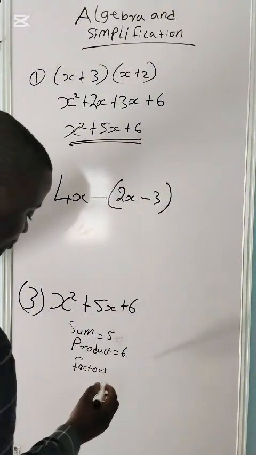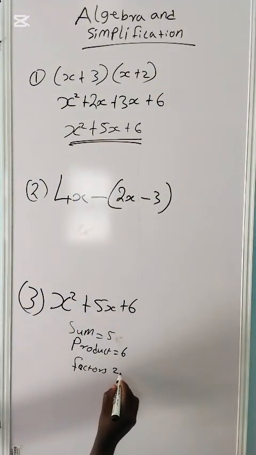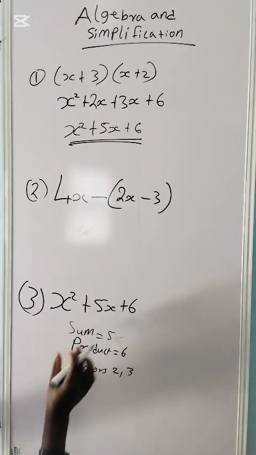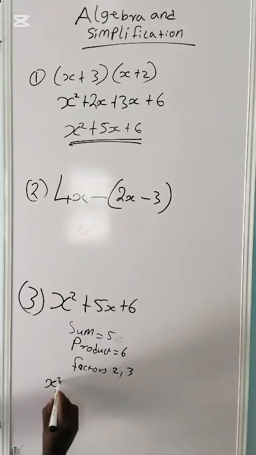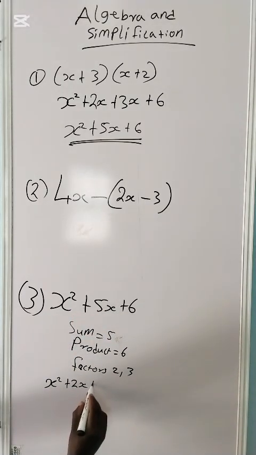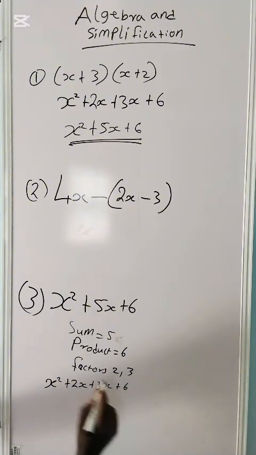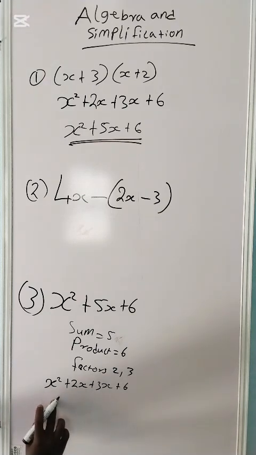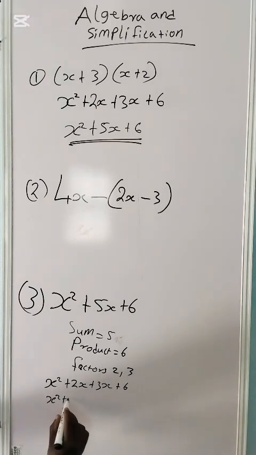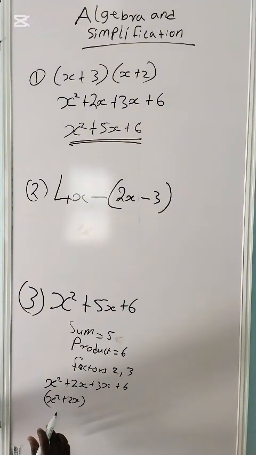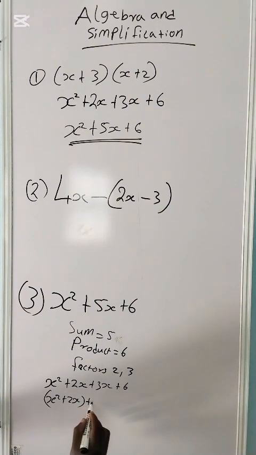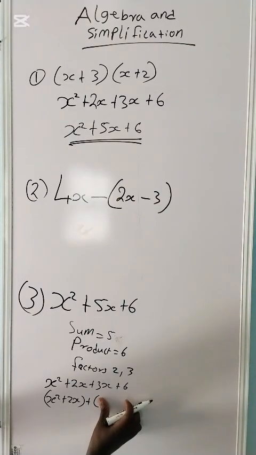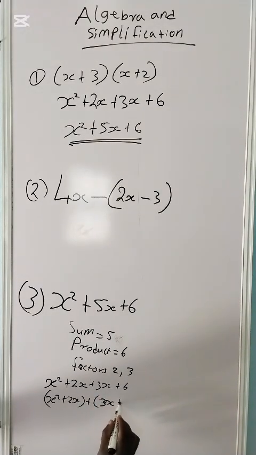So instead of writing it like this, you're going to say x squared plus 2x plus 3x plus 6. You see, you're going back to that way. So after you finish like this, you're going to say, x squared plus 2x in bracket, plus 3x plus 6 in bracket.